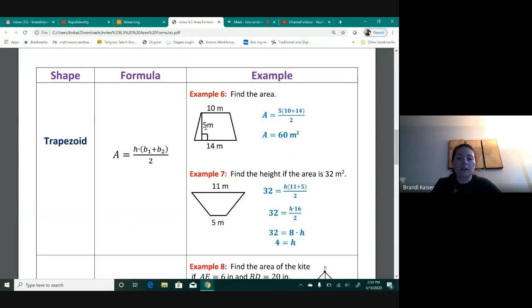Remember, area is always talking about the space within an object, like how much could I fit inside, if it's a two-dimensional object. So that is the area for that top trapezoid.